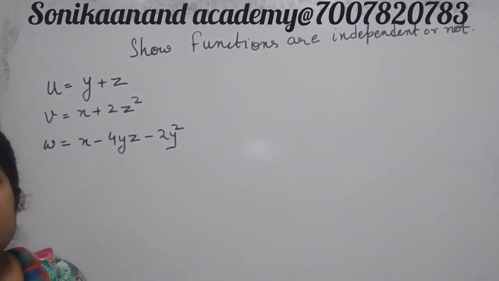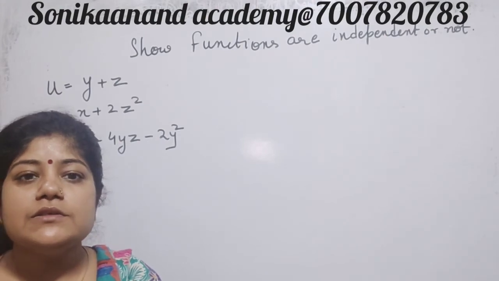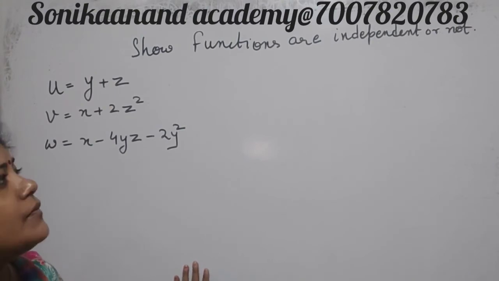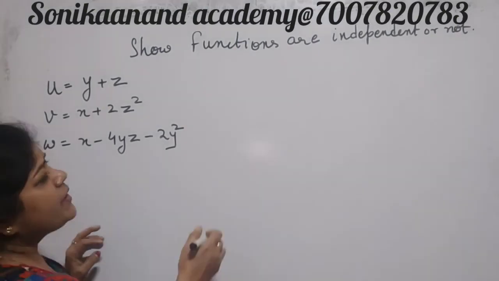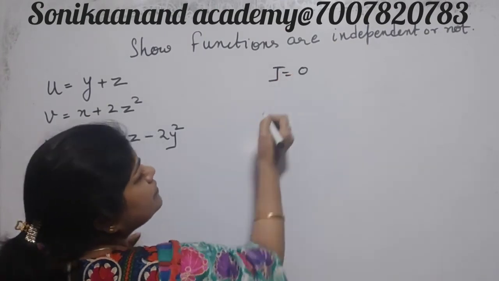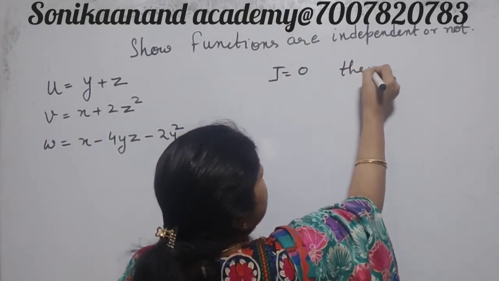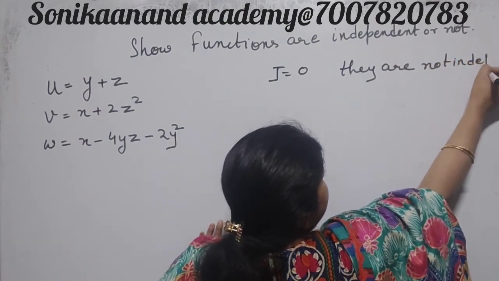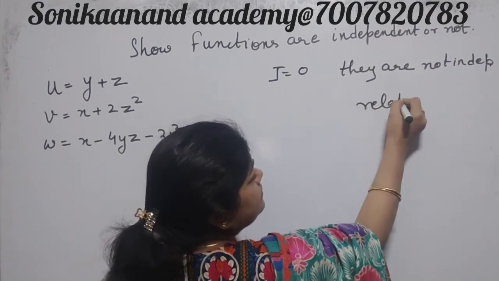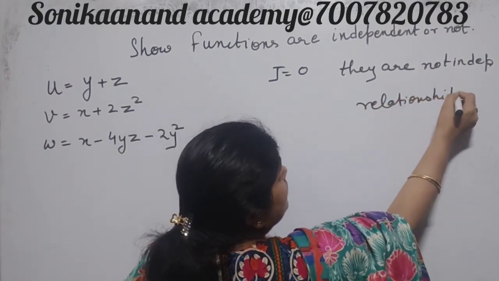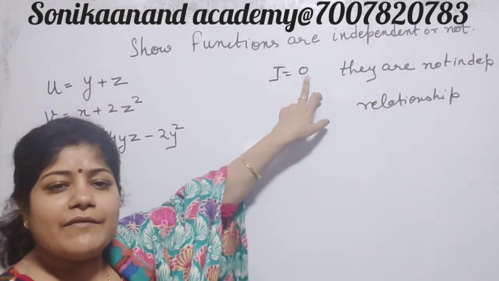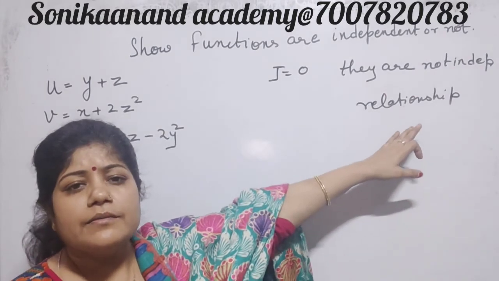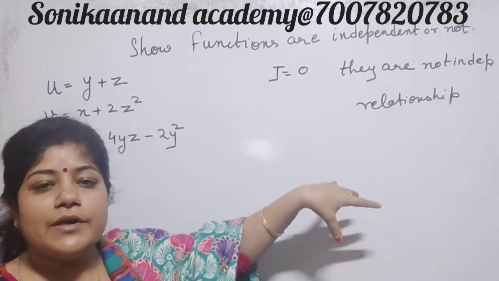Now we discuss in this video the Jacobian functions, how Jacobian functions are used in order to find whether the functions are independent or not. If the Jacobian is equal to 0, then they are not independent. That is, they have some relationship between them. Okay? The determinant is 0, but the answer is not independent. That means they have some relationship.